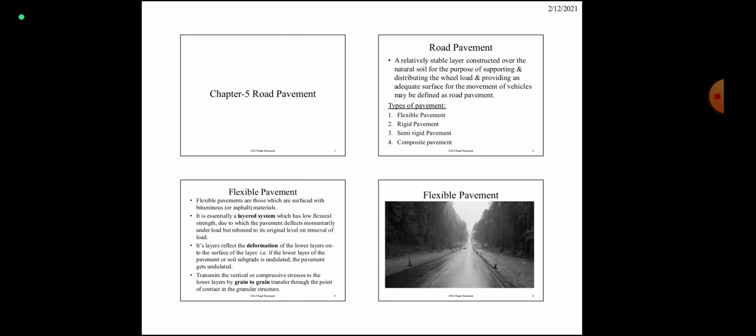Flexible pavement: flexible pavements are those which are surfaced with bituminous or asphalt materials. It is essentially a layered system which has low flexural strength, due to which the pavement deflects momentarily under load but rebounds to its original level on removal of load.